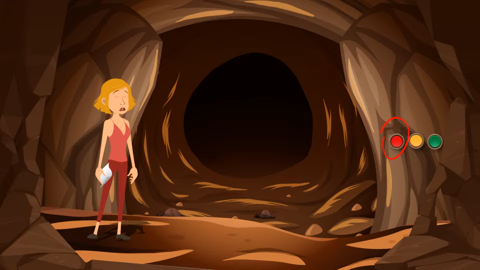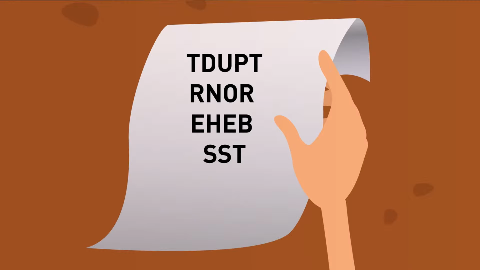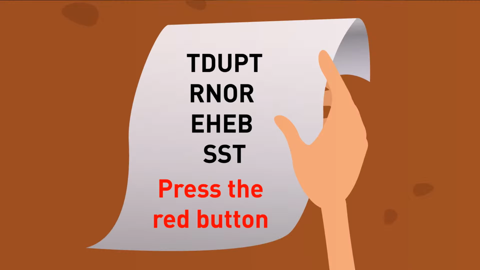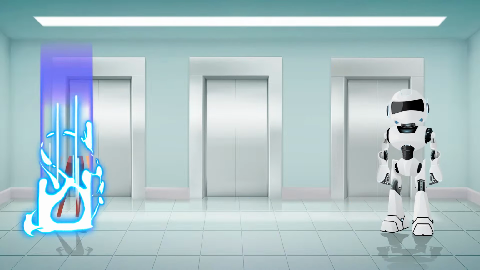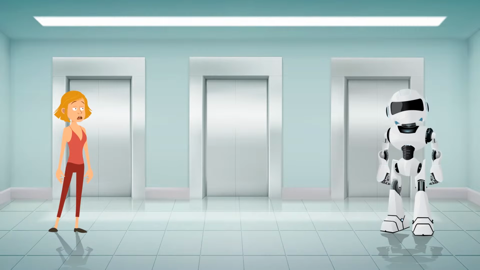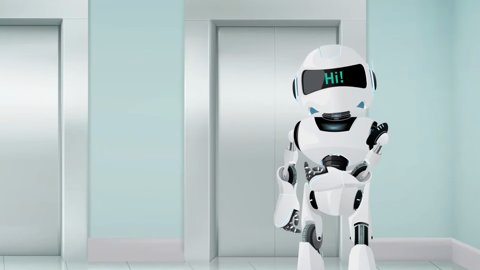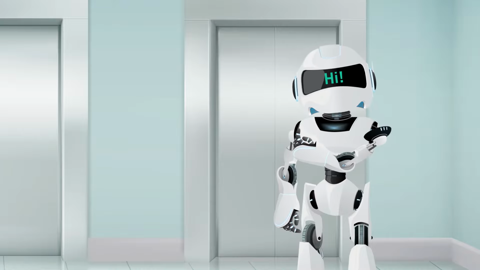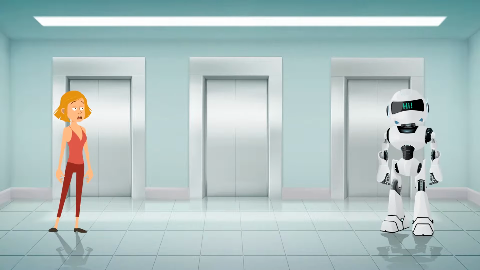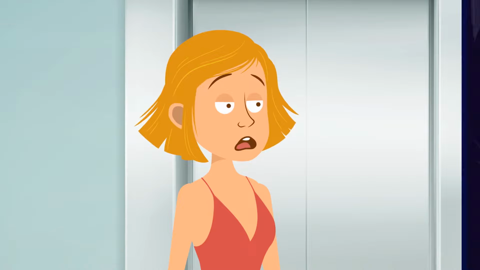The red button. She unscrambled the words on the note and discovered it read, "Press the red button." As soon as she pressed the button, Liv was transported into a virtual reality world. An artificial intelligence greeted her, welcomed her, and showed her 3 doors. The AI told her that only one door would lead to her freedom.